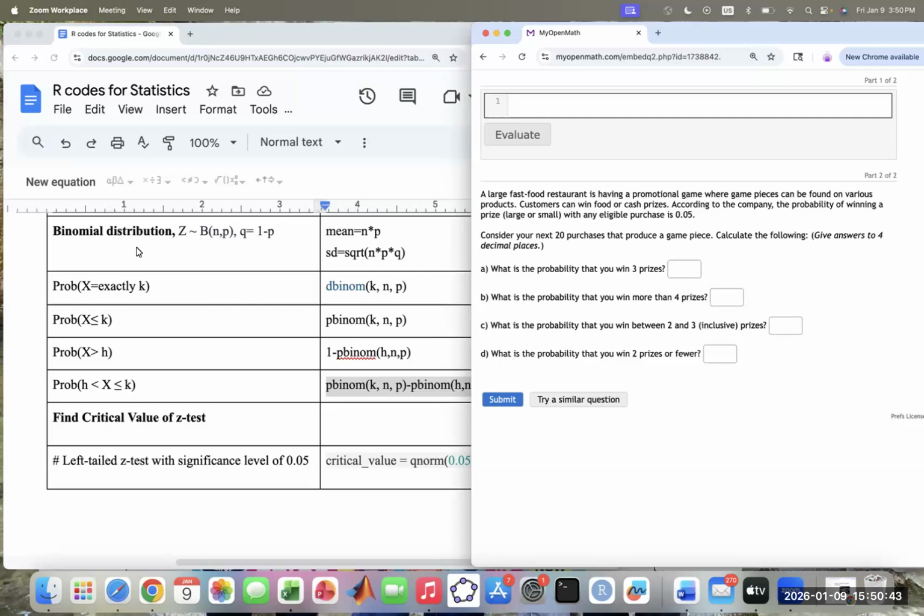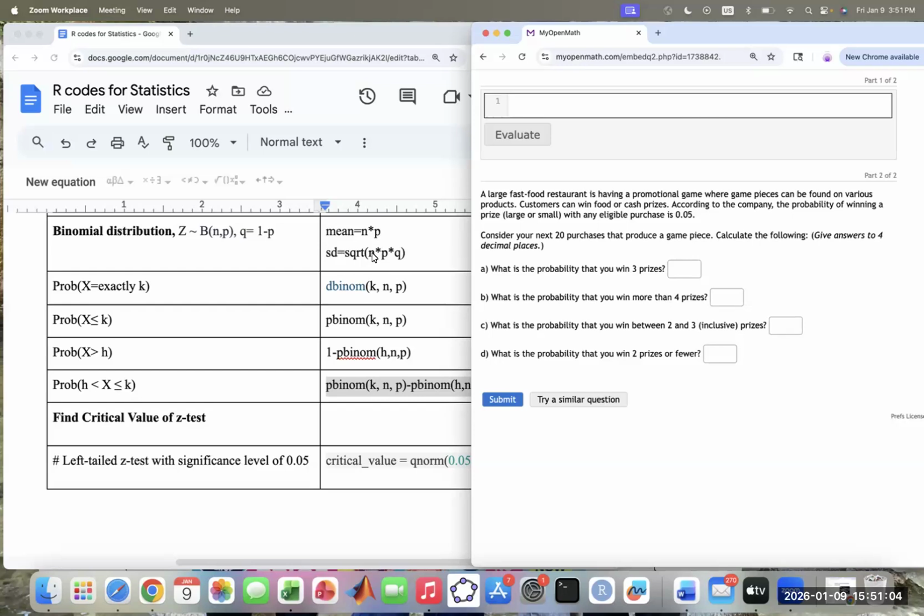So just a quick review. Binomial distributions over here. So we have this one. We're going to choose the B to stand for binomial distribution, and the N will be the sample size, and P for the probability. And Q, which is the complement of the probability, so 1 minus P.